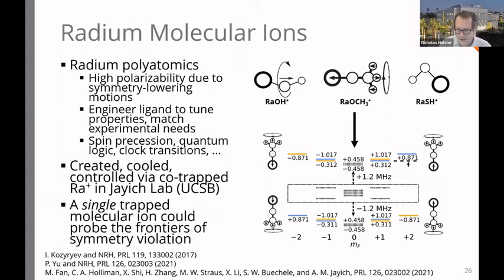Because you can combine these very sensitive nuclei with these very large enhancements from the molecule, the intrinsic sensitivity is so high that even if you can only trap one molecule at a time, you could probe the frontiers of hadronic symmetry violation using this approach and other approaches using radium with long coherence times.